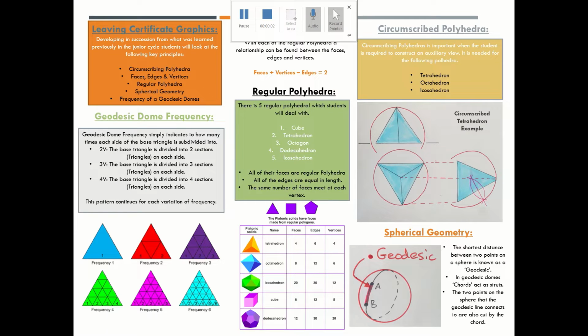So then continue on with the key principles, we're looking at the Leaving Cert graphic syllabus. So students will be looking at circumscribing faces, edges and vertices, regular polyhedra, spherical geometry, and frequency of geodesic domes, and we can see some examples of them there.